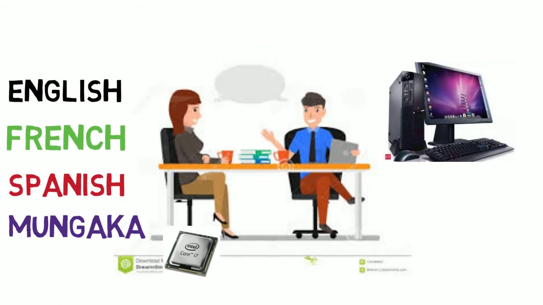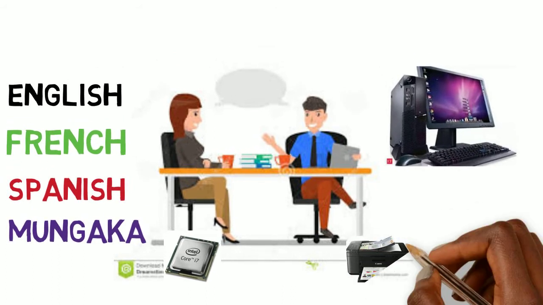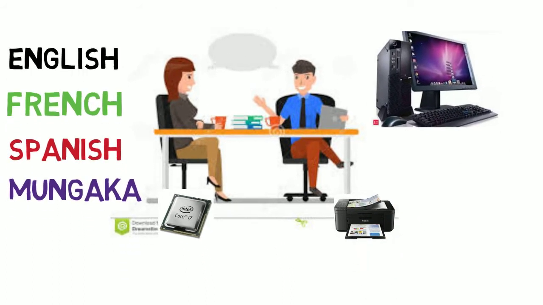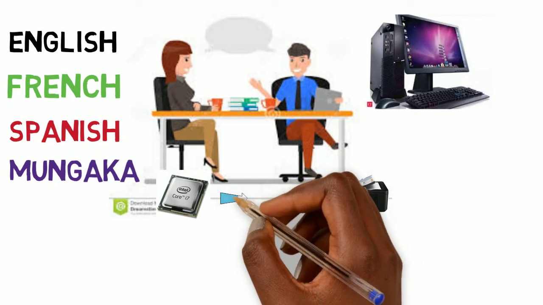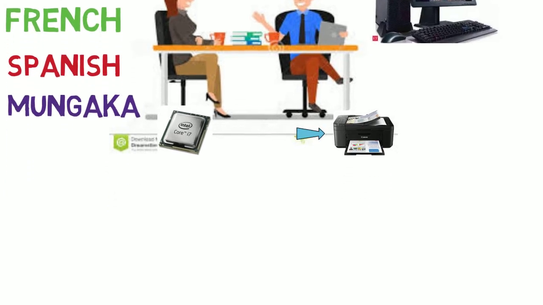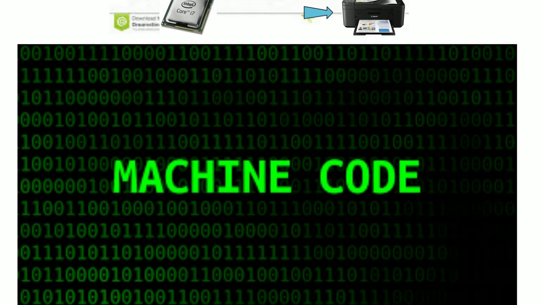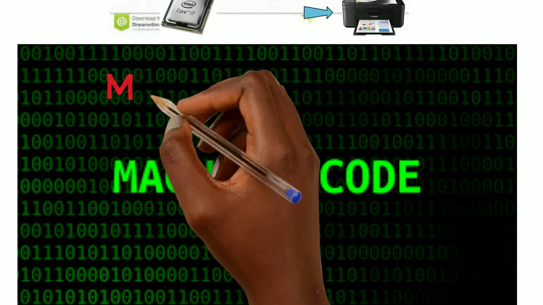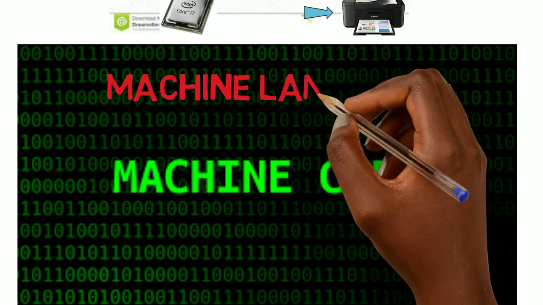For example, if you want to print a document, you send the command. It goes through the CPU to the printer. Therefore, there is communication between the CPU and the printer. With this, we begin to wonder what communication language computers use. Unlike humans who have a variety of languages to use, a computer only understands one language, and that language is the machine language, or you can still call it the machine code.